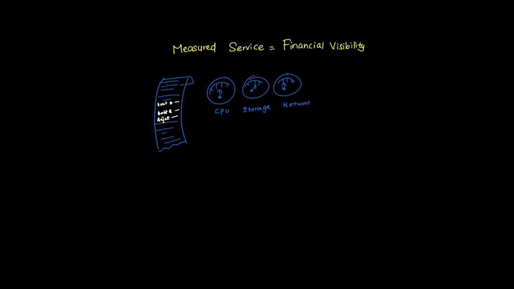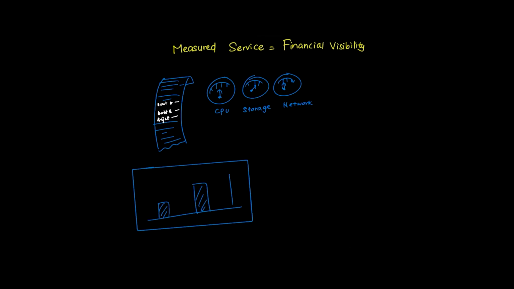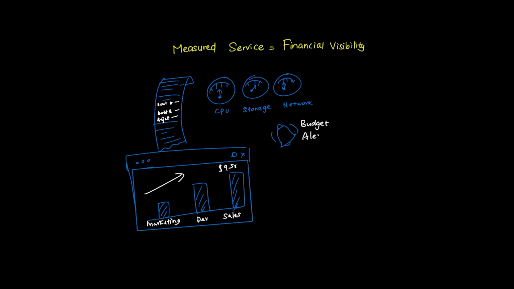CPU hours, storage gigabytes, network bandwidth. Everything is tracked with precision. This granular measurement enables organizations to allocate costs accurately by department and project, set budget alerts to prevent overruns, and optimize spending by identifying waste. On-demand self-service lets you provision resources, broad network access provides connectivity, and resource pooling shares infrastructure. But only measured service provides the detailed financial visibility and control that enables departmental cost tracking and budget management.